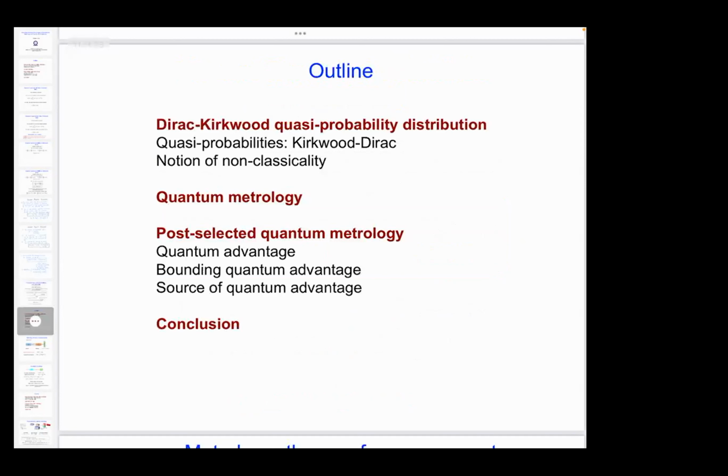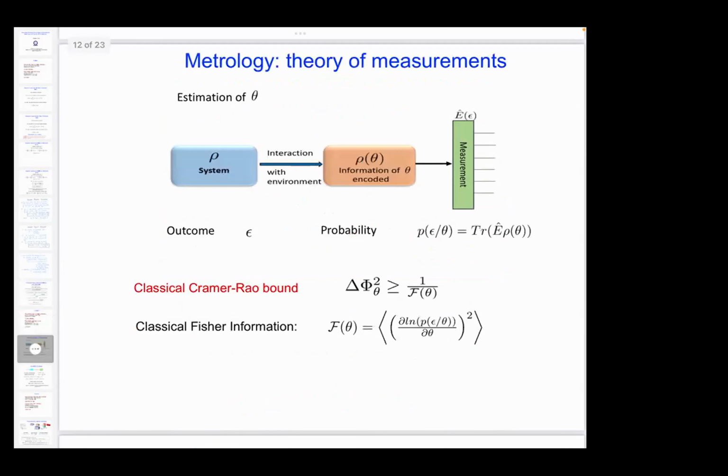The next part will be quantum metrology. The first part is not separate from this second part of the talk, and I will return to the first part at the very last stage, when I explain what post-selected quantum metrology is and what the quantum advantages are. So what is actually quantum metrology? Metrology is a theory of measurement. It offers you optimized protocols through which you can get the estimation error of your estimator to be minimum.